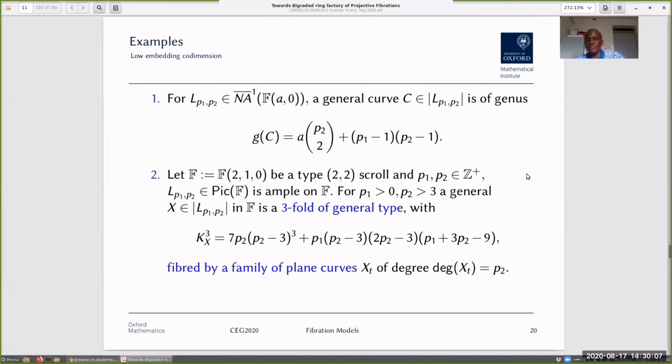with P1, P2 some positive integers such that the line bundle L P1, P2 is ample, and with the assumption that P1 is positive and P2 is at least 4, then X is a threefold of general type, which is fibered by a family of plane curves of degree P2. And up to sign, the polarization degree of X, K_X cubed, is given by this formula right here.